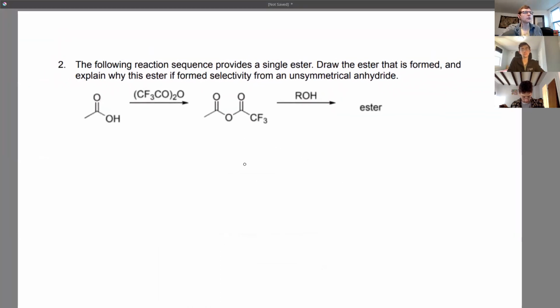Yeah, so the question is, we give this anhydride to this acid. And okay, so we form this anhydride, right? That's, I guess, not too incredible. But then we introduce this alcohol to cleave this, and we only get one ester. And so I guess the question is, what ester is that, and why do we only get that one?